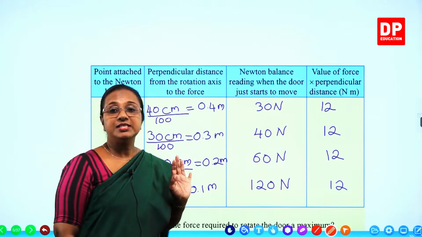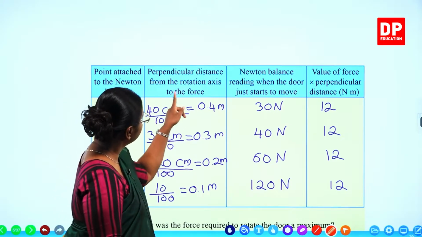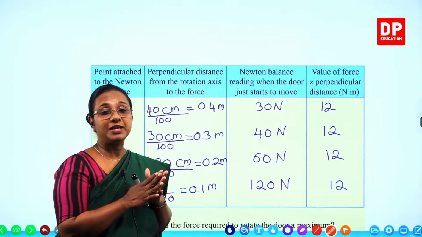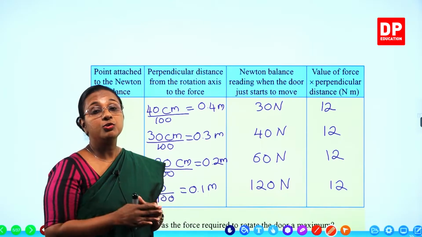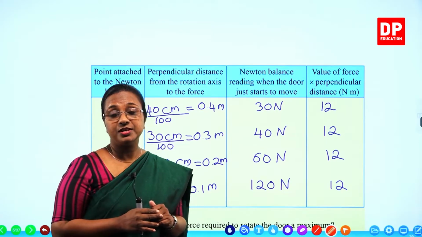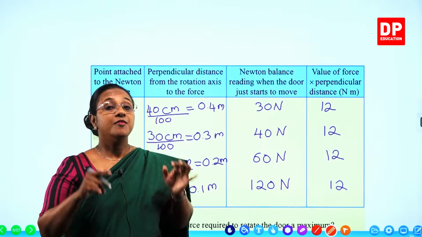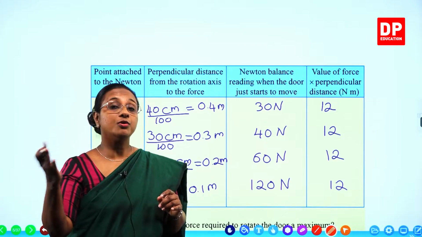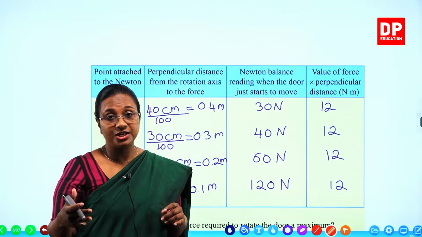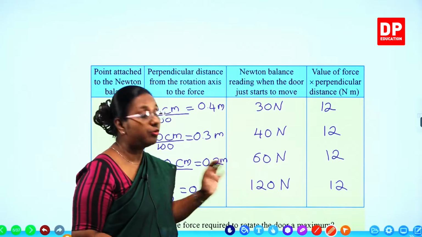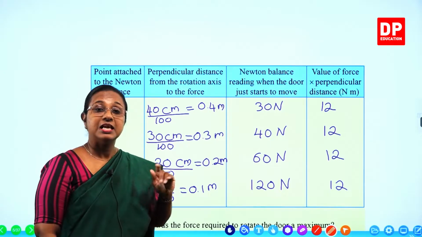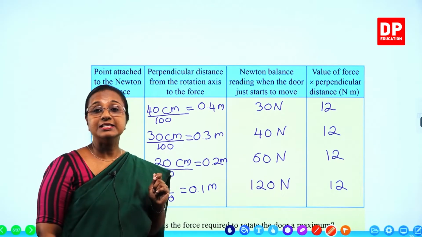Now, can you all see, students? We have the perpendicular distance decreasing. That means the point of application of force is coming closer to the hinges. And the force you can see is increasing. That's what I explained to you all. When you try to open or rotate an object closer to the point of rotation, you need to apply more force. Whereas if it is far away, say 0.4 meters, then you need to apply less force.